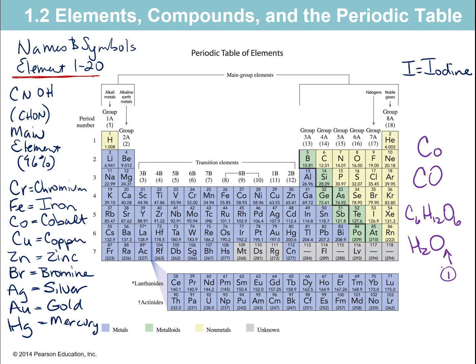The 1 through 20, plus the extra 10 that I gave you: chromium, iron, cobalt, copper, zinc, bromine, silver, gold, mercury, and iodine. The reason that I have those ones for you to learn is because we're going to talk about them again. So this is not the only time that you're going to see their symbols. You'll see them again, so being familiar with those ones is really going to help.